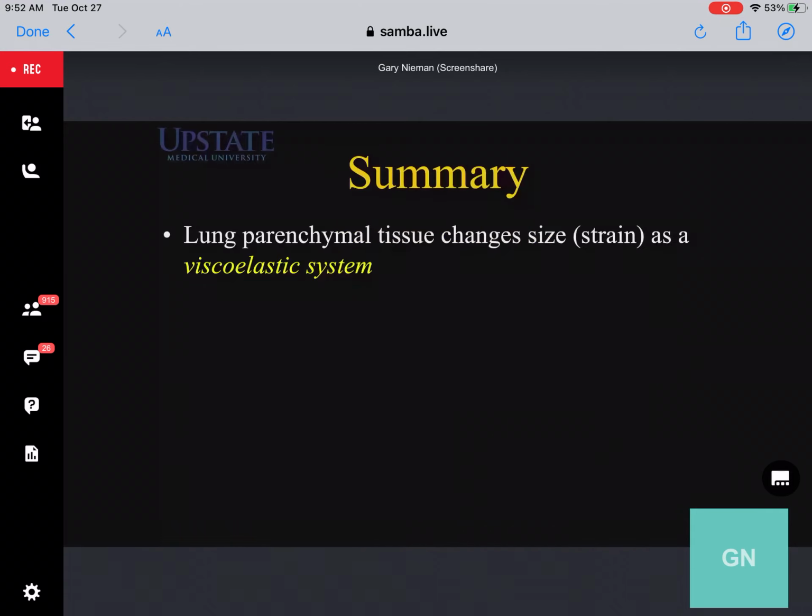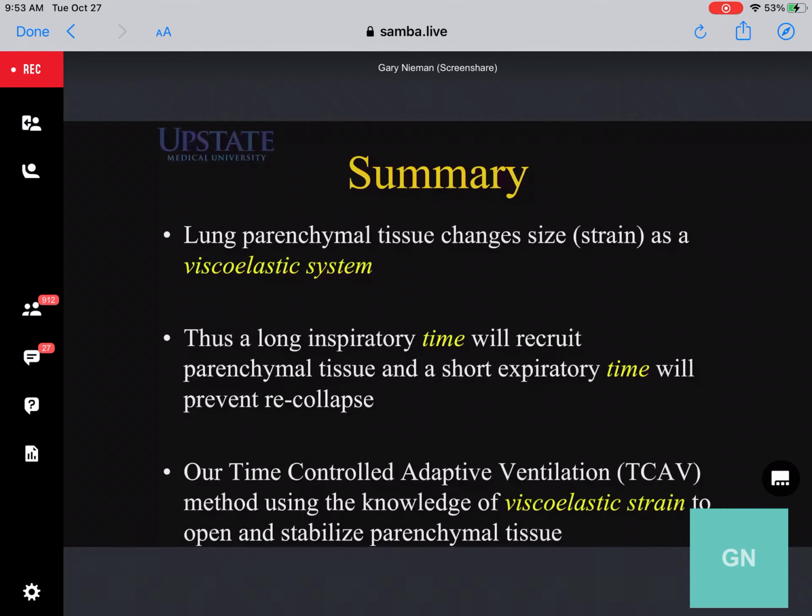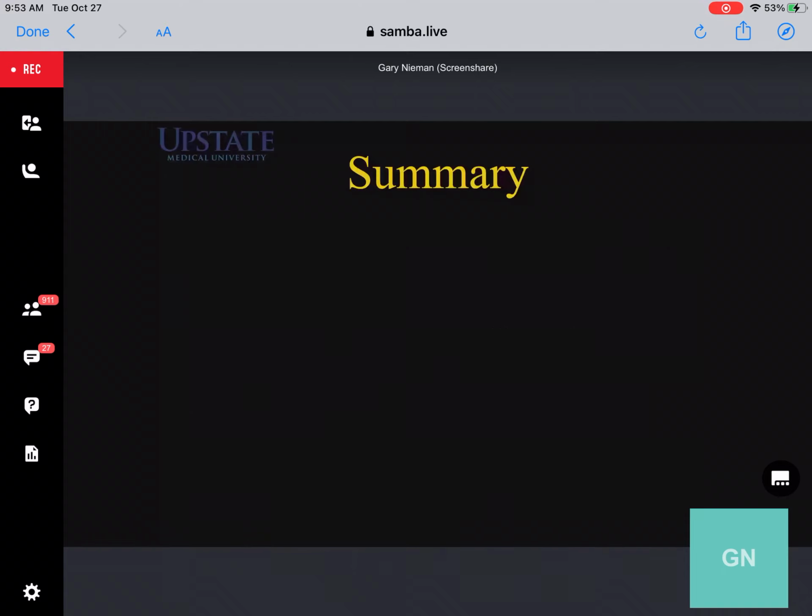So to summarize the talk to this point, the key thing to remember is that alveolar lung mechanics, or alveoli changing volume, is a viscoelastic system. So there's a time lag between alveolar opening and alveolar collapse. Therefore, a long inspiratory time with open alveoli and a short expiratory time would simply not give them enough time to recollapse. And we found that our TCAV method to set and adjust the APRV mode, using our knowledge of this viscoelastic change in volumes, is highly effective at stabilizing the broken lung, reducing VILI and morbidity associated with ARDS.